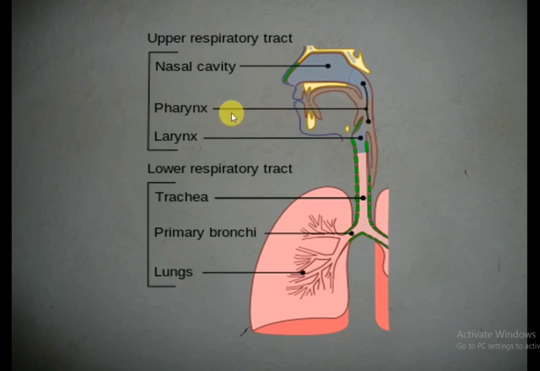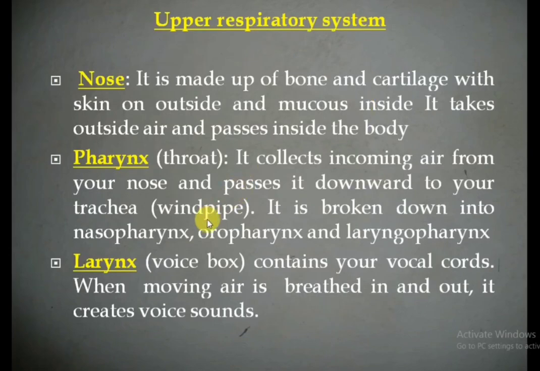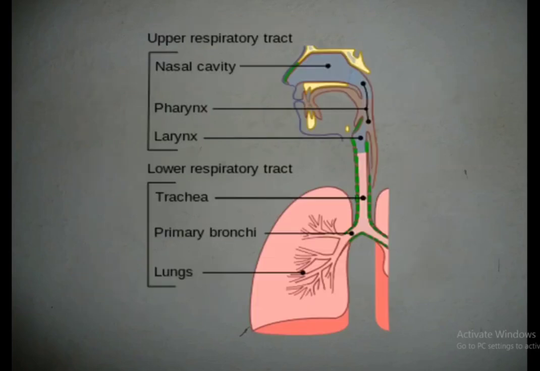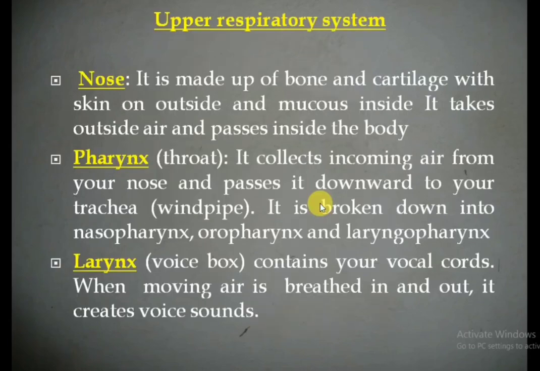Here is the pharynx, you can see, and this is divided into three parts: nasopharynx, oropharynx and laryngopharynx. One more thing, this is also called the throat. What does this pharynx do? It connects like a channel and it helps in moving the air from the nose into the trachea, that is, to the lower respiratory tract of the respiratory system.